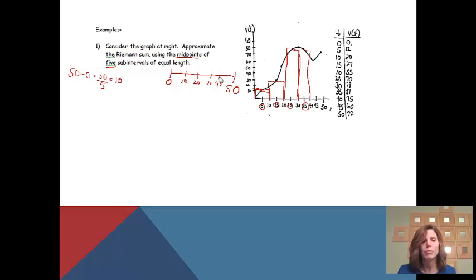Okay, and then from 40 to 50, the midpoint is 45, and at 45, it looks like, there we go, that's the height of my rectangle. Well, let's go over a little bit more.